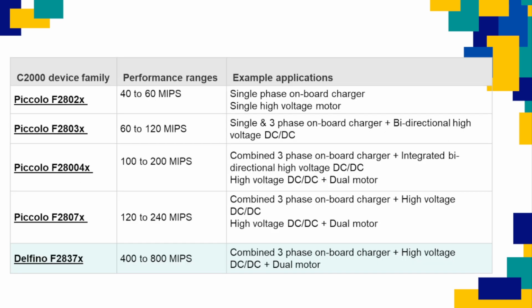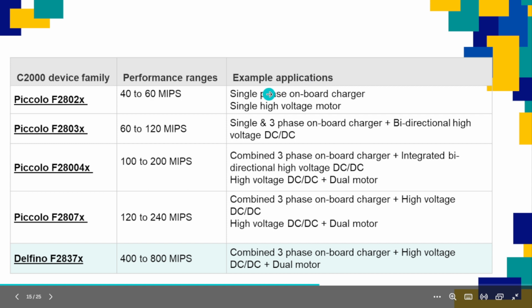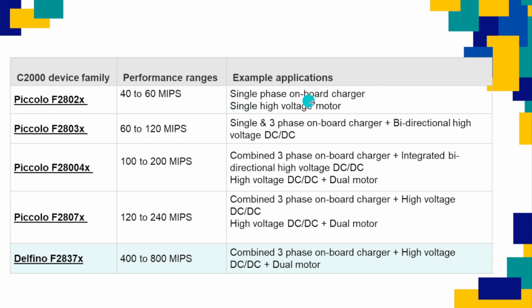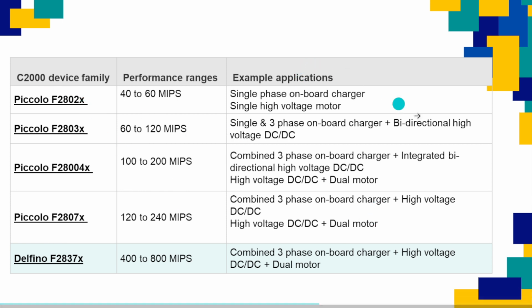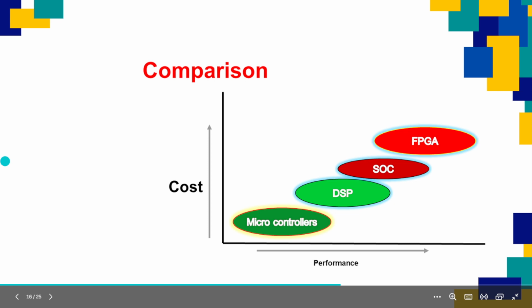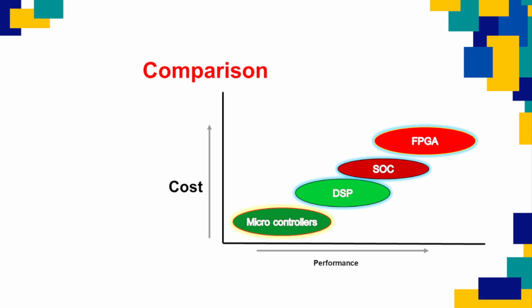Next one, the C200 device family and the performance ranges with the various microcontrollers. Example applications: single phase onboard charger, single high voltage motor. In this we have to use these microcontrollers. And for speeds of 400 to 800 MIPS, we have to use these microcontroller device families from the C200.